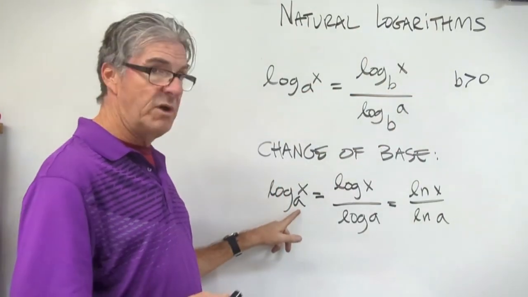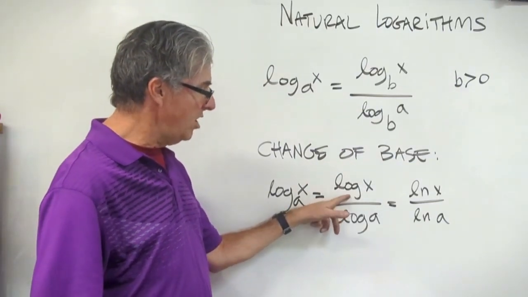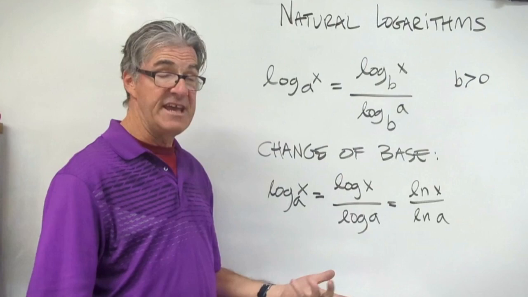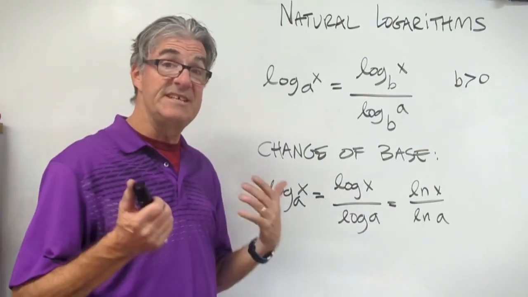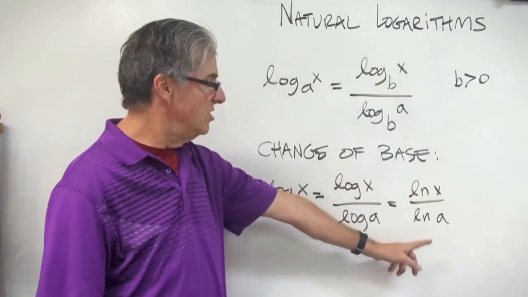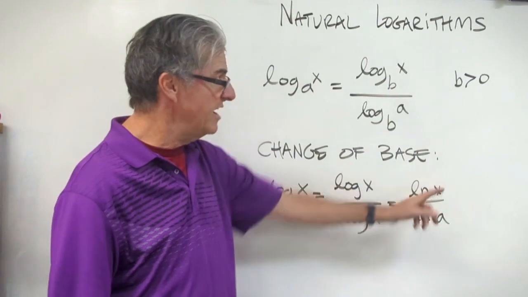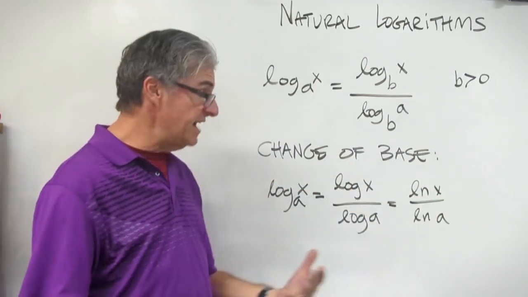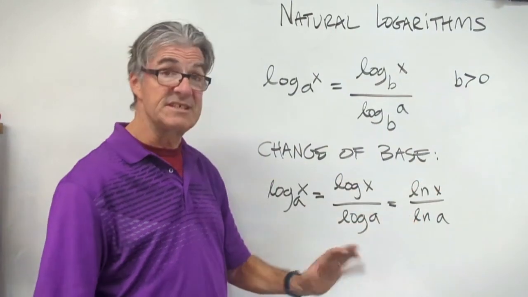So I can turn this one, with whatever base that is, into log 10 of x over log 10 of a. Now, if I don't want to use base 10 as my log, I can use a base e log. So I can also convert it to ln x over ln a. This is the natural log of x, or log base e of x, over log base e of a. So logs with the same base.